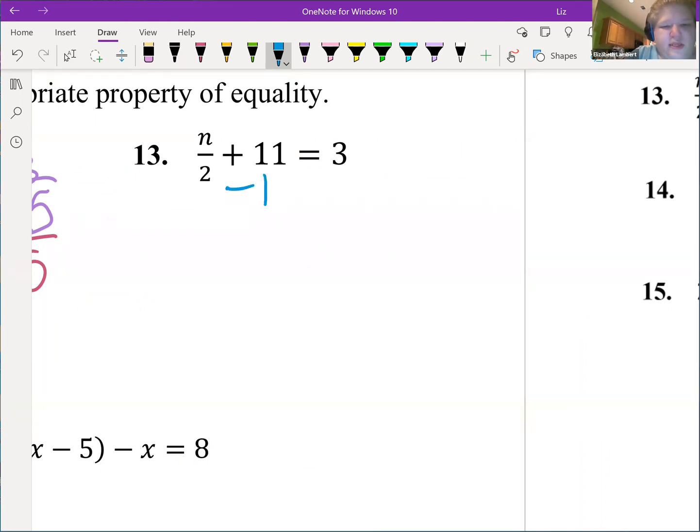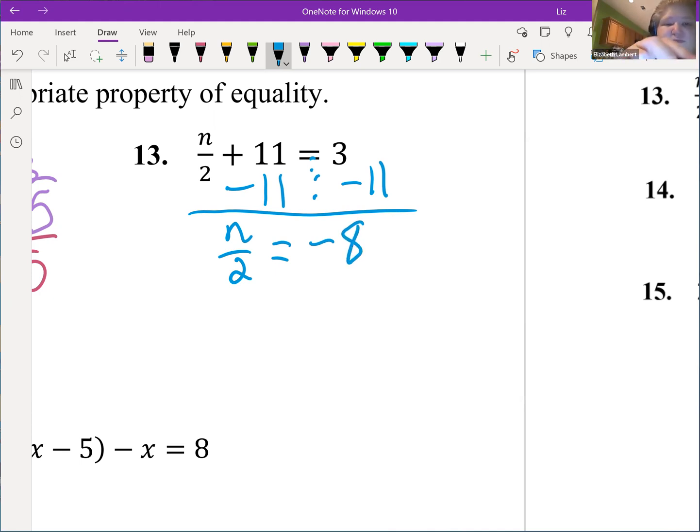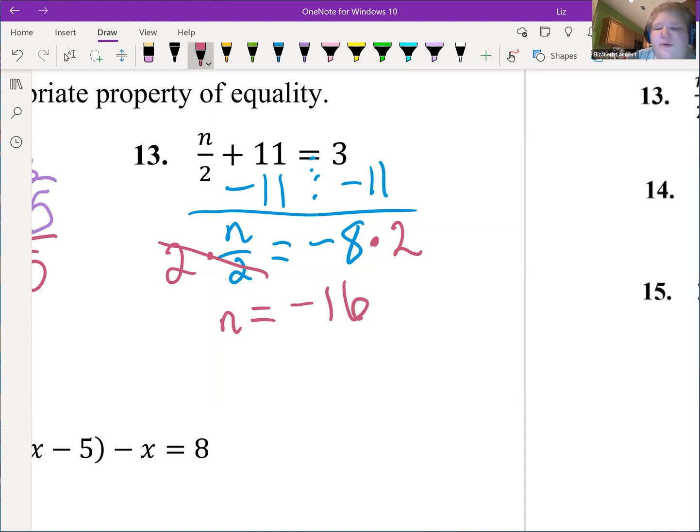So the undo operation would be subtracting 11 from both sides. So we are left with just n over 2. And over here, 3 minus 11 gets to -8. Now, dividing by 2, the opposite operation, the undo, is multiplying by 2. Cancels out there, so we have just the n left. -8 times 2 is still negative, but it is now -16.